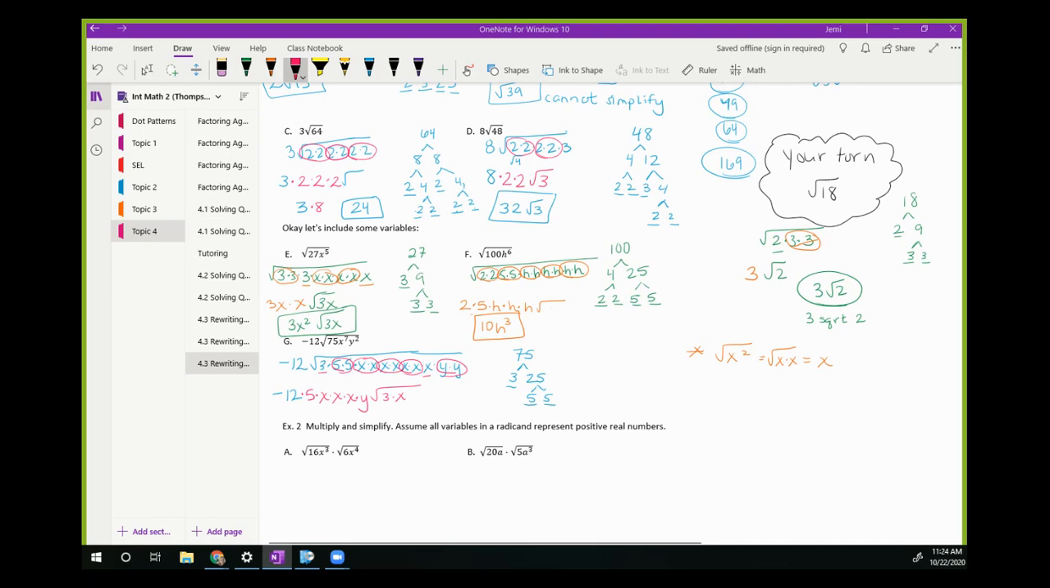All right. Then I'm going to multiply it all back together. Negative 12 times 5, so that's going to give me a negative 60. x times x times x is x cubed. And then a y times the square root of 3x. Woo! All of that.